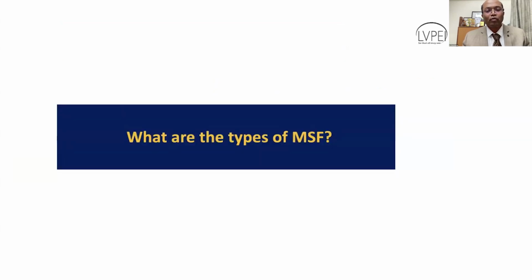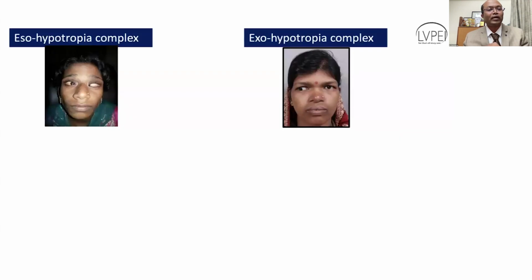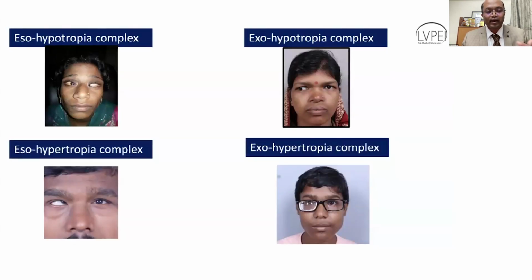So let's move on to the different types. As we all know, esohypotropia is the most common type of MSF, followed by exohypotropia. And today we will learn something about the rare types, like esohypertropia and exohypertropia complex.